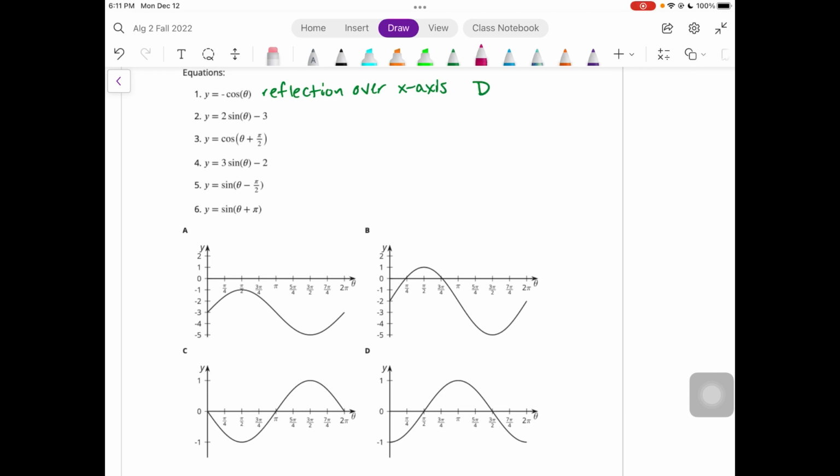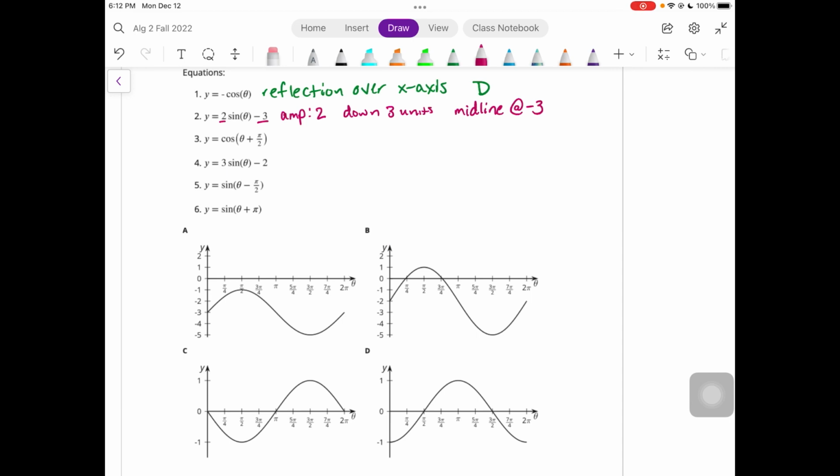All right, let's take a look at number 2. We have y equals 2 sine theta minus 3. Well, we know that 2 gives us the amplitude. So our amplitude is 2. The -3 is a vertical shift down 3 units. Right, so the midline is going to be at -3, since it was normally at 0. And so we're looking for the midline to be at -3.